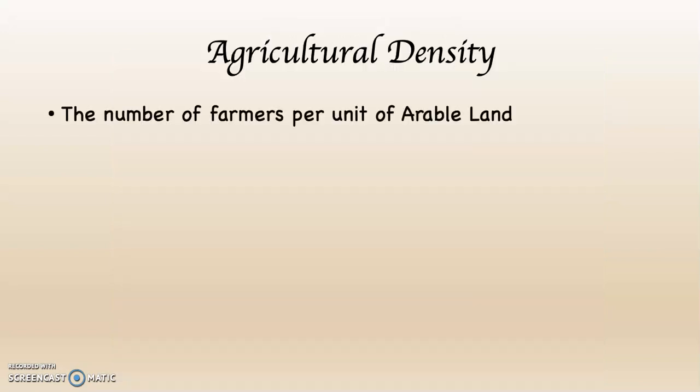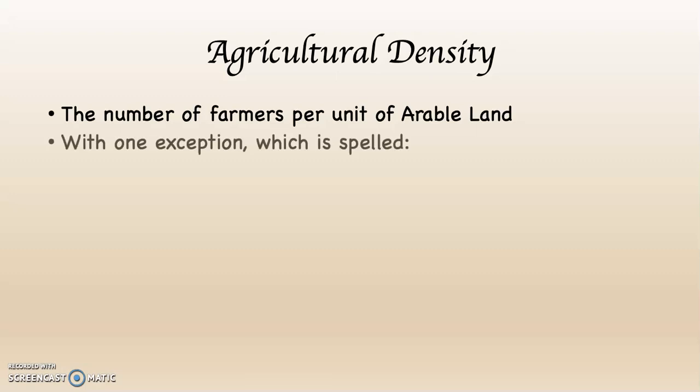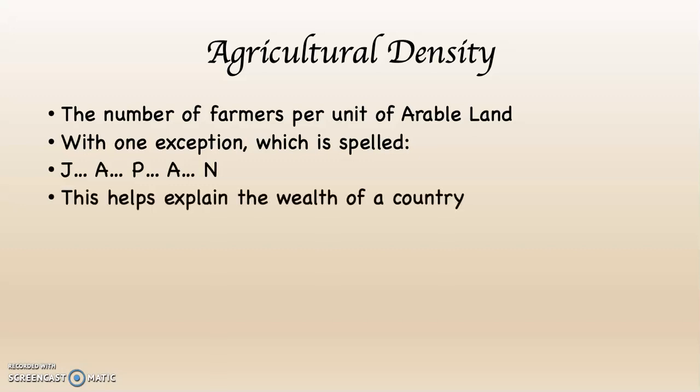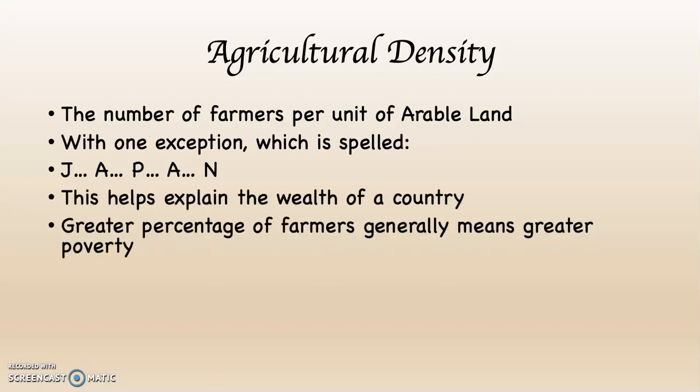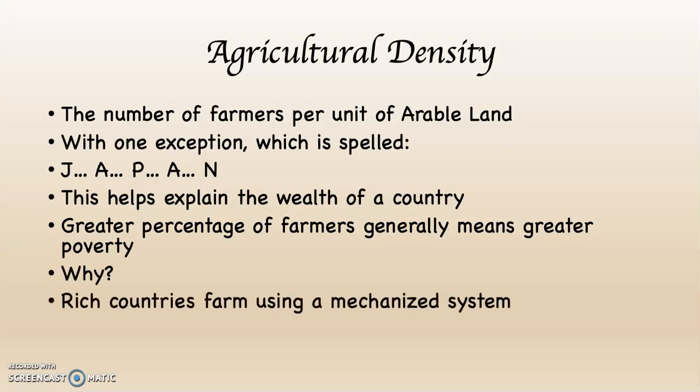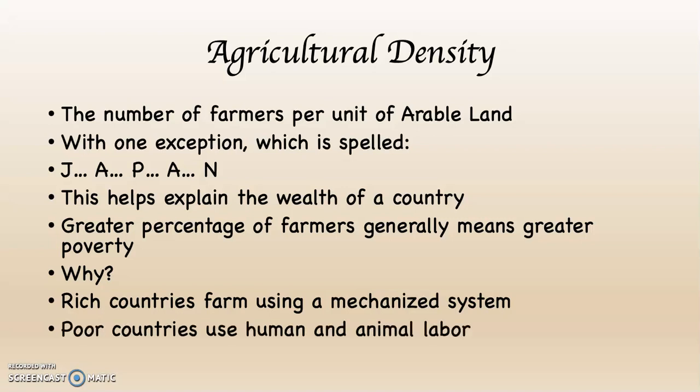Agricultural density is the number of farmers per unit of arable land. With one exception, which is spelled Japan, this helps explain the wealth of a country. The greater the percentage of farmers generally means greater poverty. Why? Because rich countries farm using a mechanized agricultural system. They use tractors and combines. Poor countries use human and animal labor.